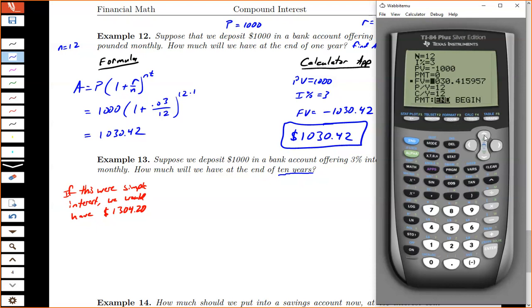So for example, if all I wanted to do was change the t to a 10, I would say, oh, up here we have 12 times 10 instead of 12 times 1. The I percent stays the same. The present value stays the same. These are still monthly, so that's still 12. Okay. So then I hit solve, and I get $1,349.35.